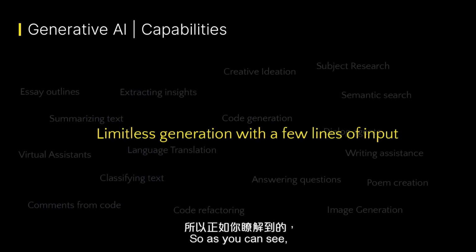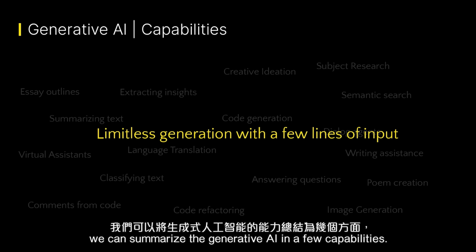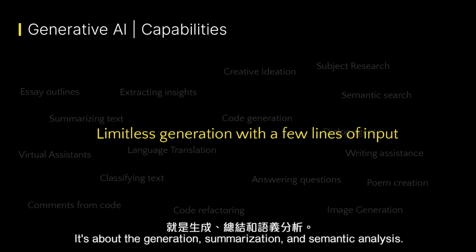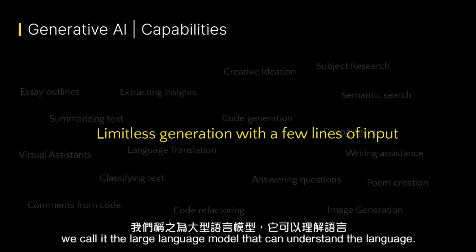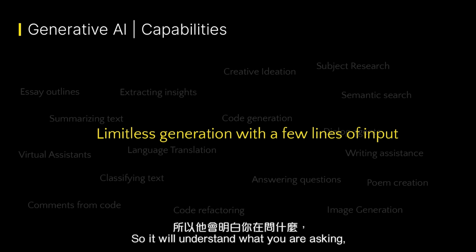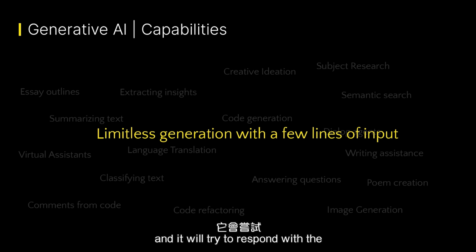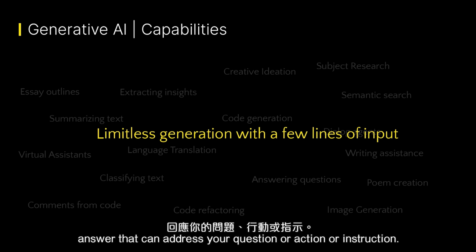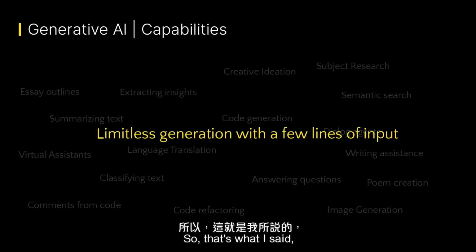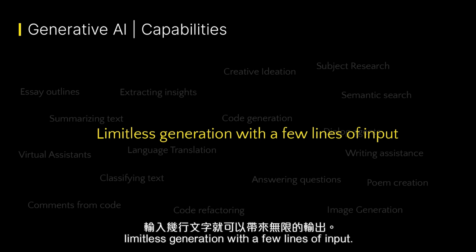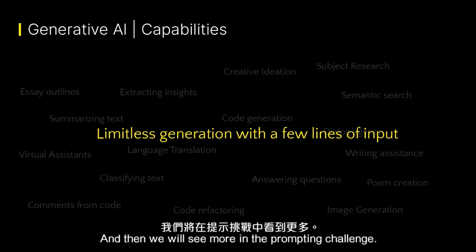As you can see, there are a lot of things we can do, but in general we can summarize generative AI in a few capabilities: generation, summarization, and semantic analysis. We call it the large language model because it can understand language. It will understand what you are asking and what you are looking for, and respond with an answer that addresses your question, action or instruction. So that's limitless generation with a few inputs, and we will see more in the prompting challenge.